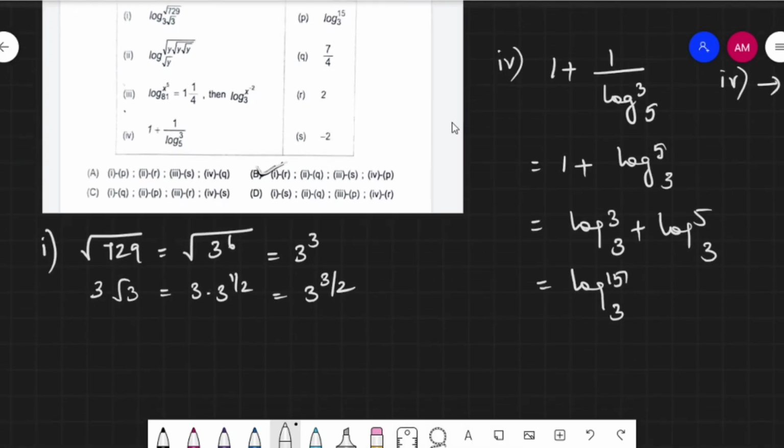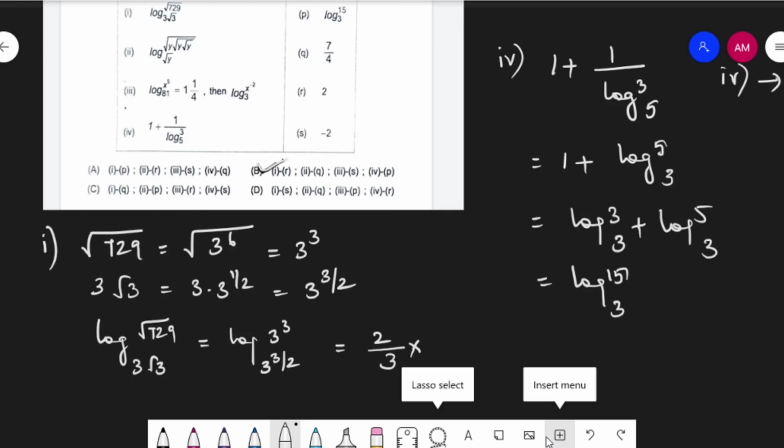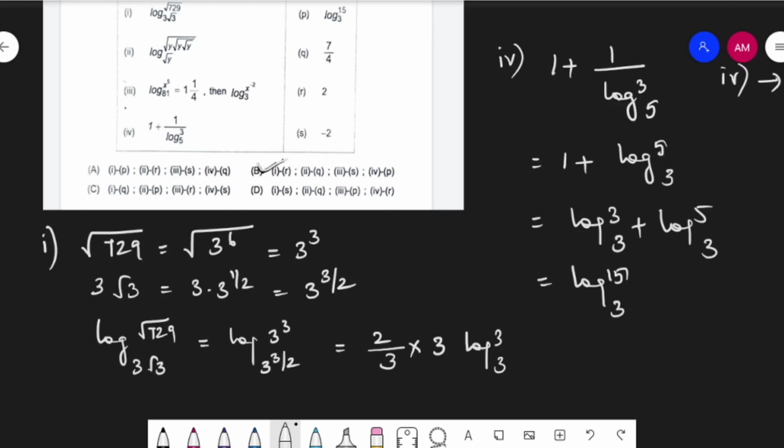So let us see what log root 729 to the base 3 root 3 is. That is equal to log 3 cube to the base 3 power 3 by 2. So that is equal to 2 by 3 into 3 log 3 to the base 3, since it is the power in the base of a logarithm. So the 3 gets cancelled, and we have 2 into 1, which is 2. That means 1 is mapped to R.